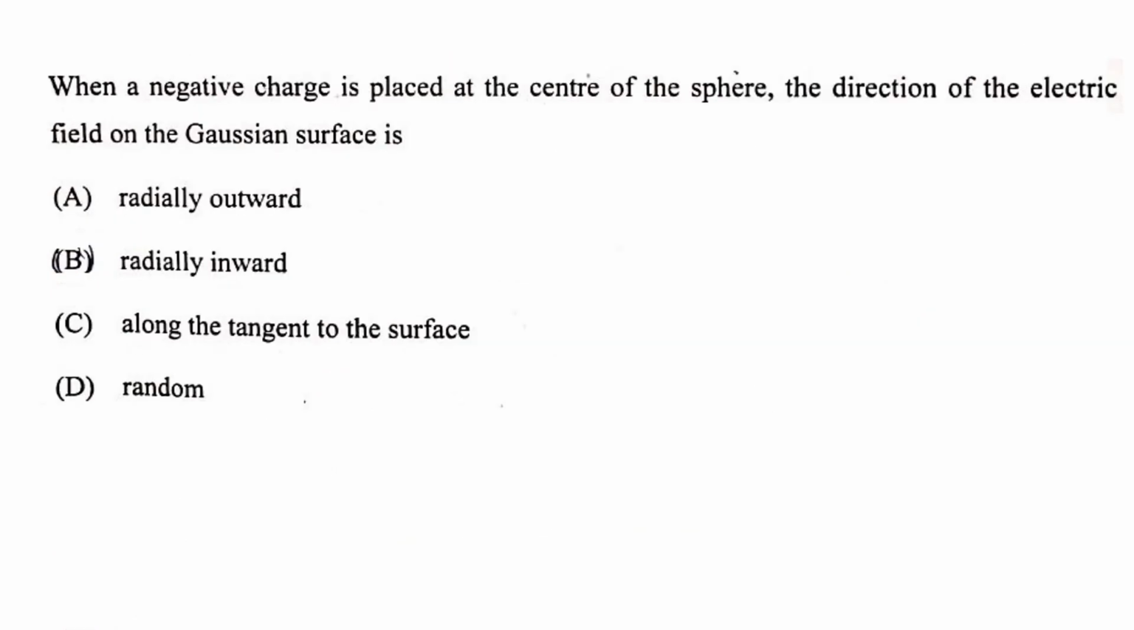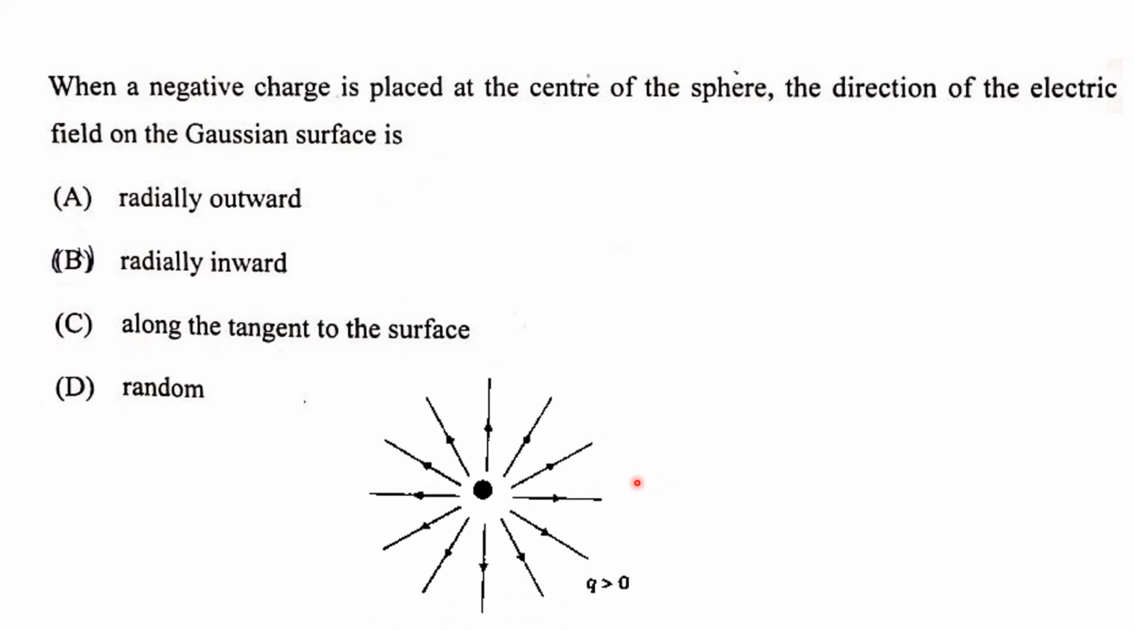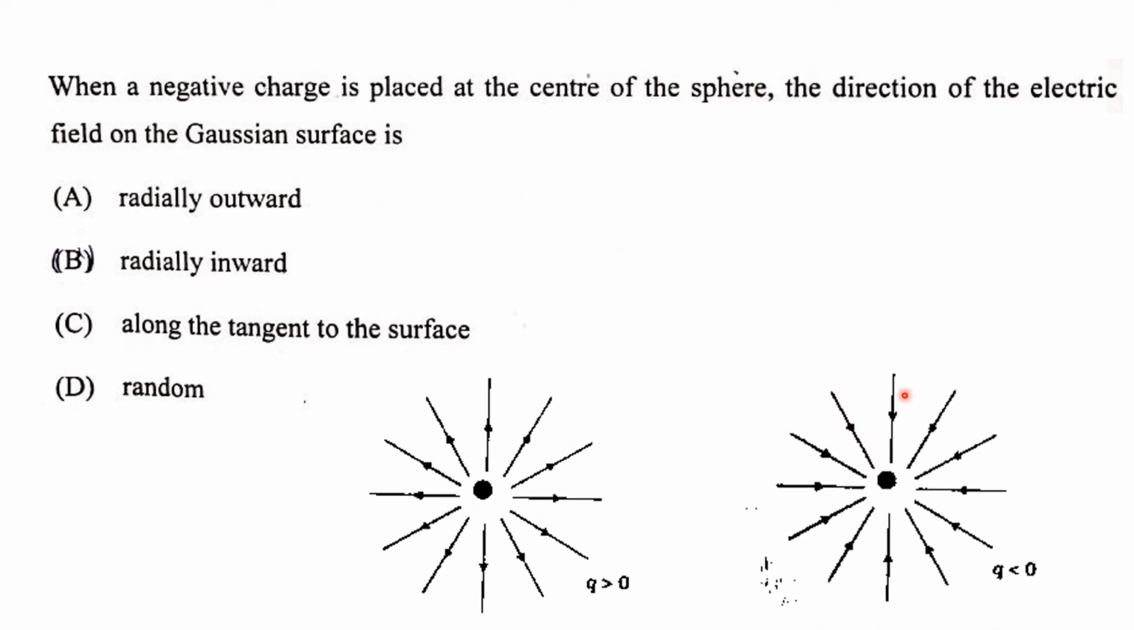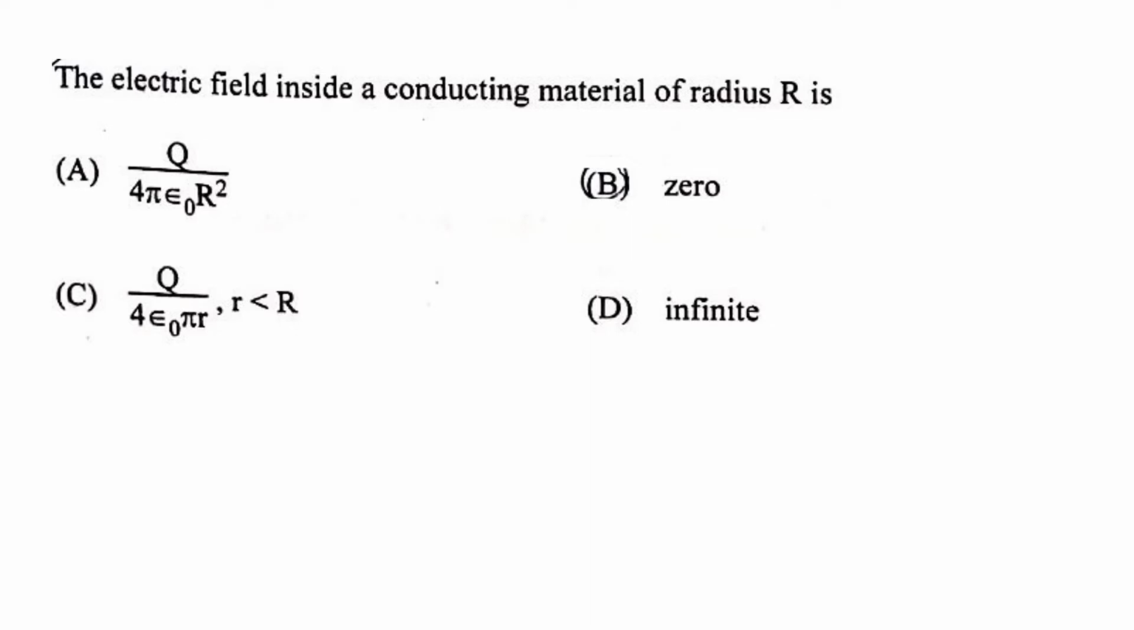When a negative charge is placed at the center of the sphere, what is the direction of the electric field on the Gaussian surface? So here you know that when the charge is positive, the electric lines are always moving away from that charge, and if it is negative, then it is always inwards. Therefore, when it is a negative charge, it is radially inward. Option B is correct.